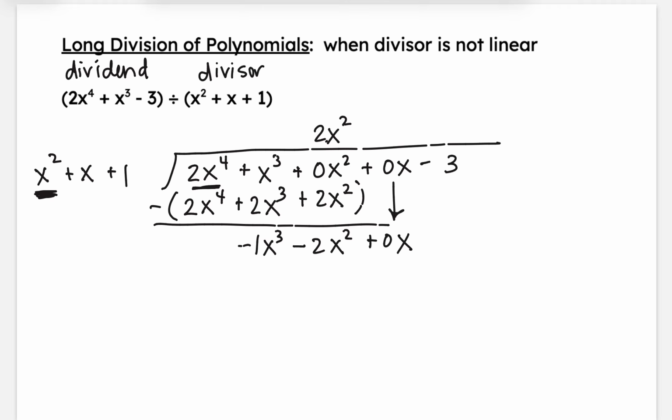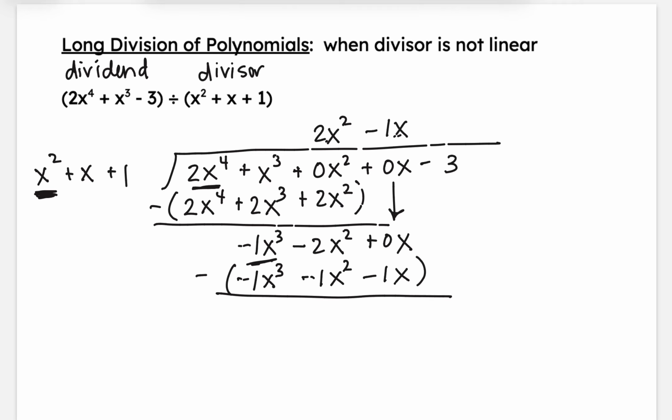This time we're looking at x squared and negative 1x cubed. So x squared times what gives me negative 1x cubed? That would be negative 1x. It's okay to also just write negative x. Negative 1x times x squared is negative 1x cubed. Negative 1x times x is negative 1x squared, and negative 1x times 1 is negative 1x. Now we're going to subtract. Be really careful about your negatives. Most errors come from simple sign errors.